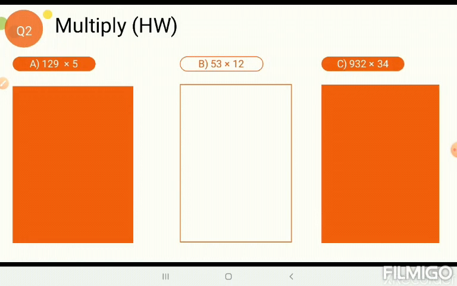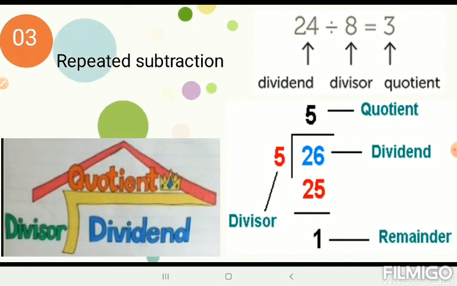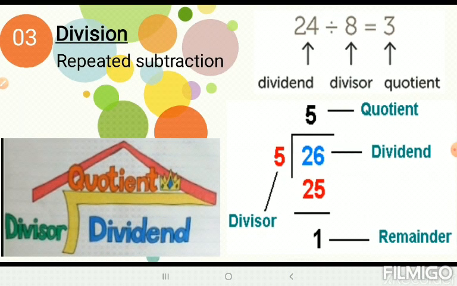So let's come to the next topic of today, that is division. Division we already know means repeated subtraction. Okay, and here is a division sum given. This is the division sum given here. Here 24 is divided by 8 and we get 3.